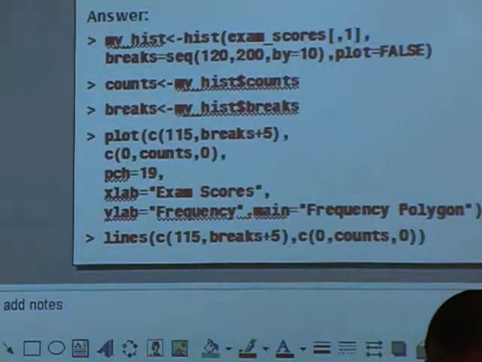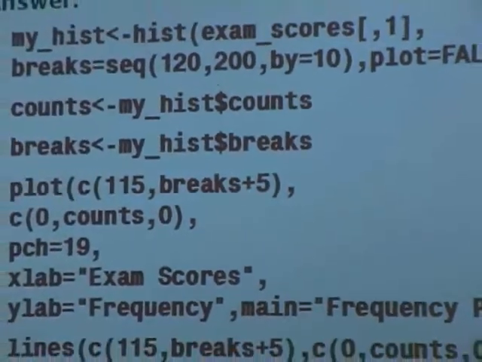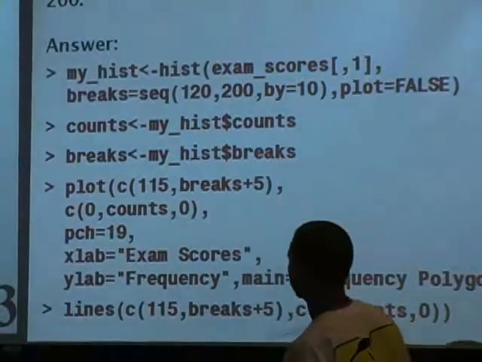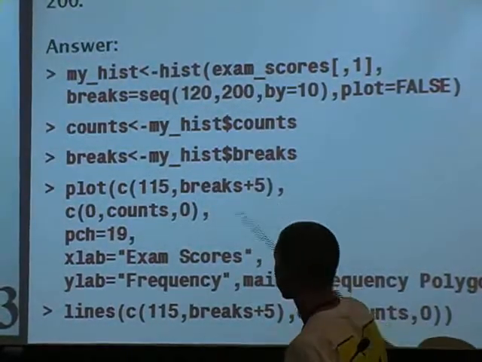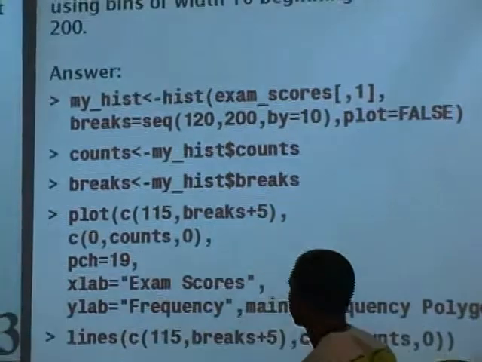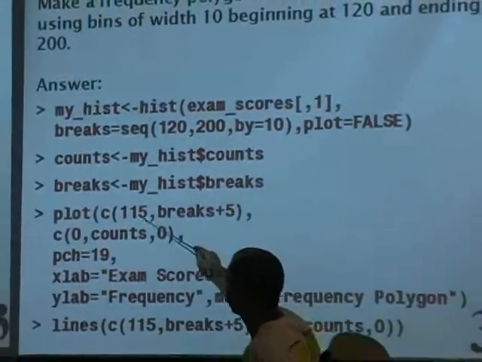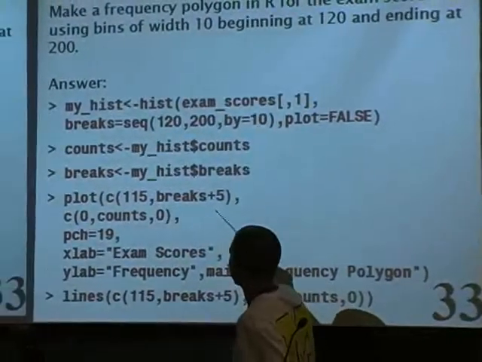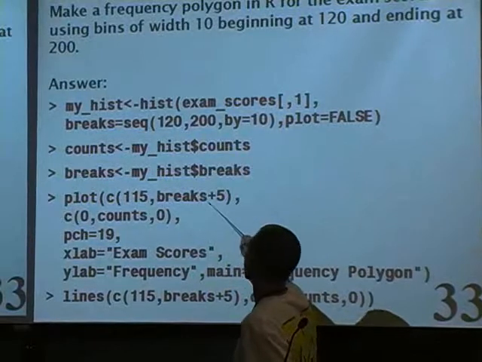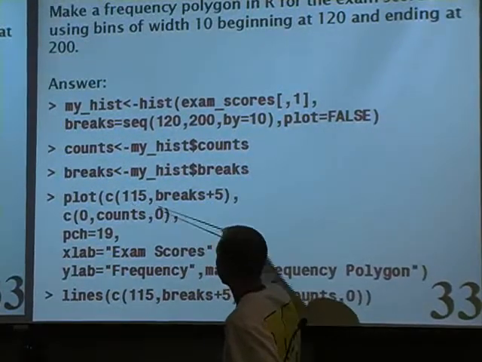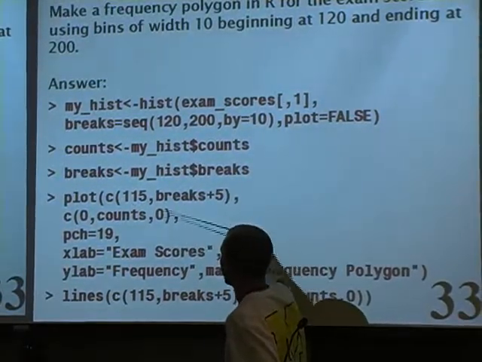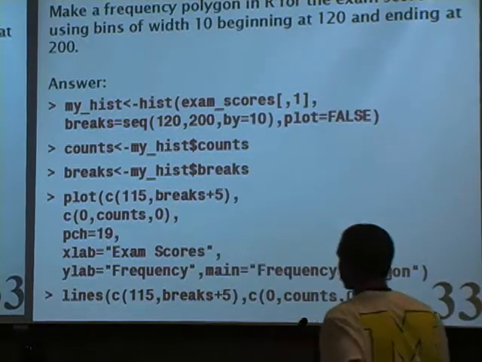And this can basically make plots as you would want to specify them, right? You specify what you want to plot on the x-axis, what you want to plot on the y-axis. Now in this case, I did 115 comma breaks plus 5, right? So the first breaks was 120, 130, et cetera. So this would be 115, 125, 135, 145. So that's what I wanted to do when I said I want to use the midpoints.